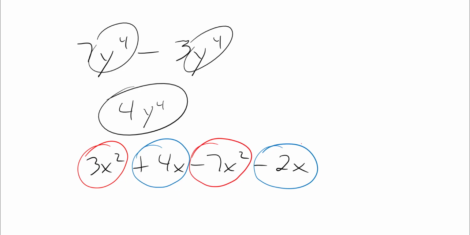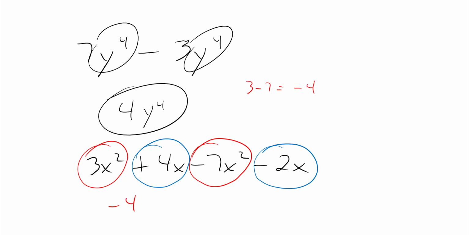You're basically saying 3 minus 7. See, it's 3x squared minus 7x squared. So you're saying 3 minus 7, which is negative 4. And if you have to use your calculator to make sure you're getting the adding and subtracting right, then do it. Don't make a mistake on goofy stuff like that, okay? So 3 minus 7 is negative 4.